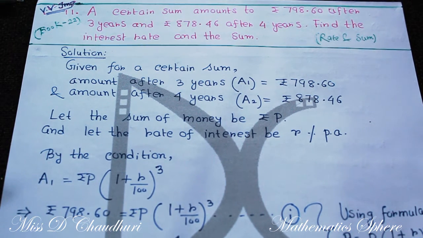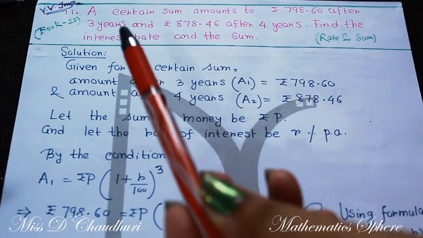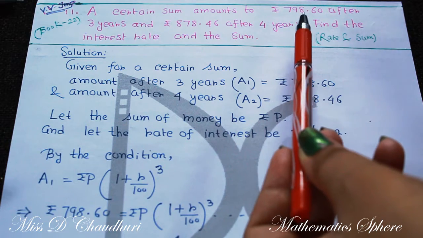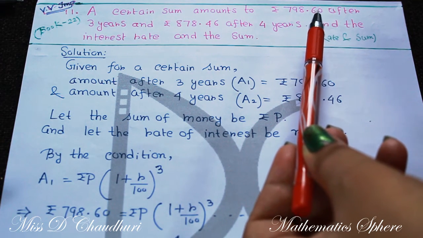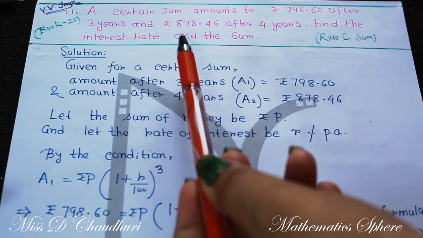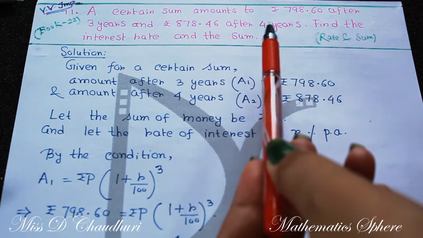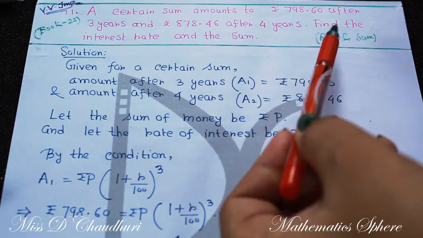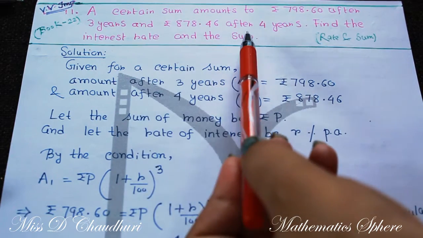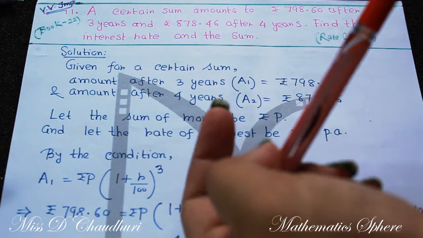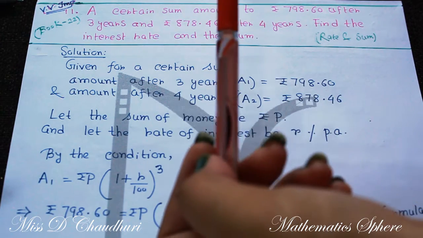So first let us see the question. They have told us that a certain sum amounts to rupees 798.60 after 3 years and rupees 878.46 after 4 years. Find the interest rate and the sum. Two things are missing. The interest rate is missing, and the sum, meaning the principal, is also missing.